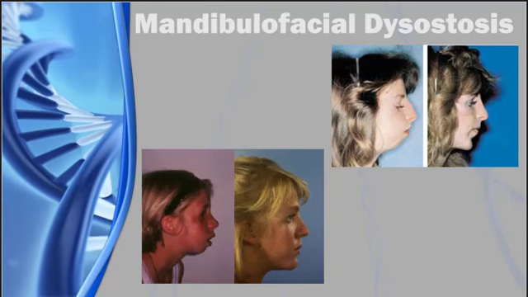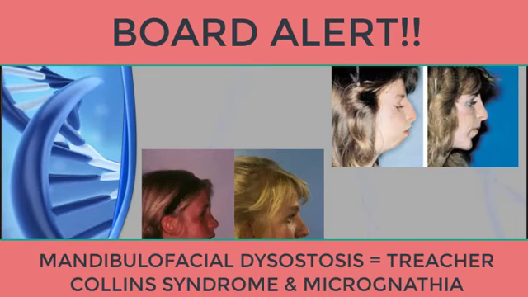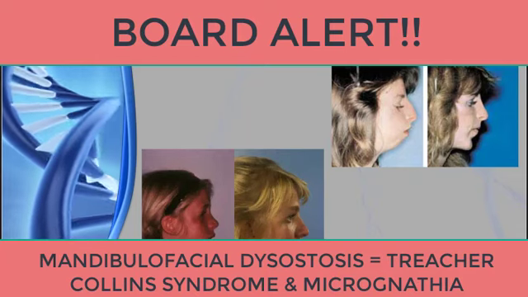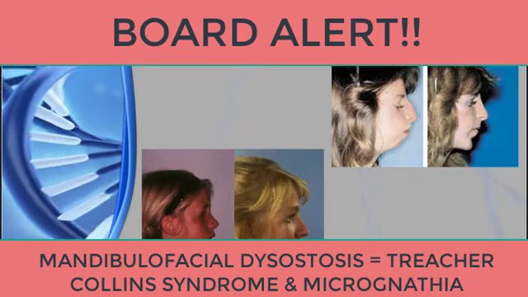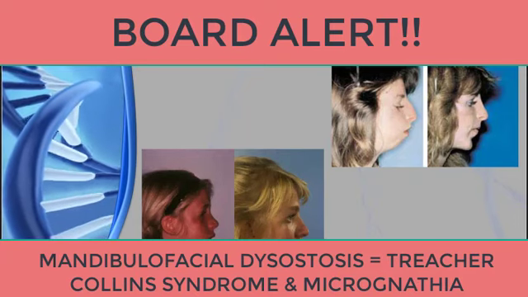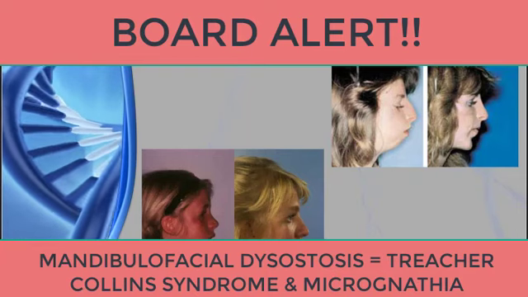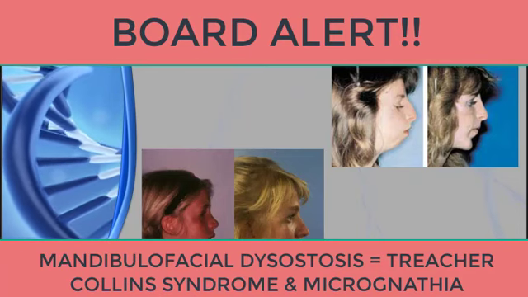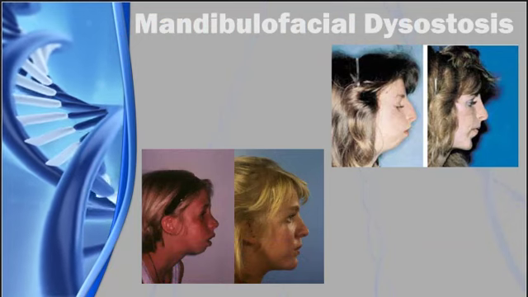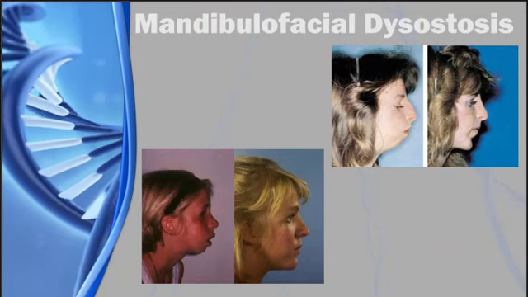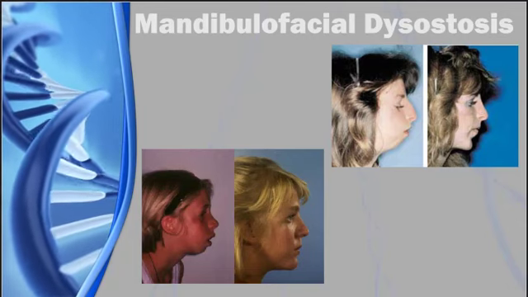Here is another board alert. Mandibulofacial dysostosis is better known as Treacher-Collins syndrome, and it has a characteristic appearance of micrognathia, or a small jaw. This disorder involves spontaneous mutation, which causes anomalies of the first and second branchial arches.